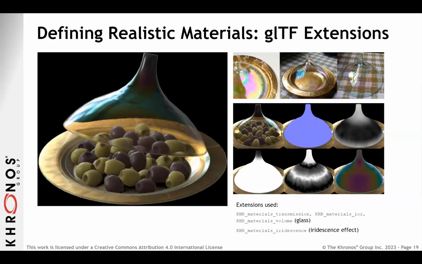And on the other hand, you have some iridescence effect. And IOR, I forgot IOR, so you see the listing down there where it says extensions used. So the glass uses those three: transmission, IOR, and volume. And then the iridescence effect is done with the respective extension that's just called KHR_materials_iridescence. So that's this rainbow-like shiny effect on top.